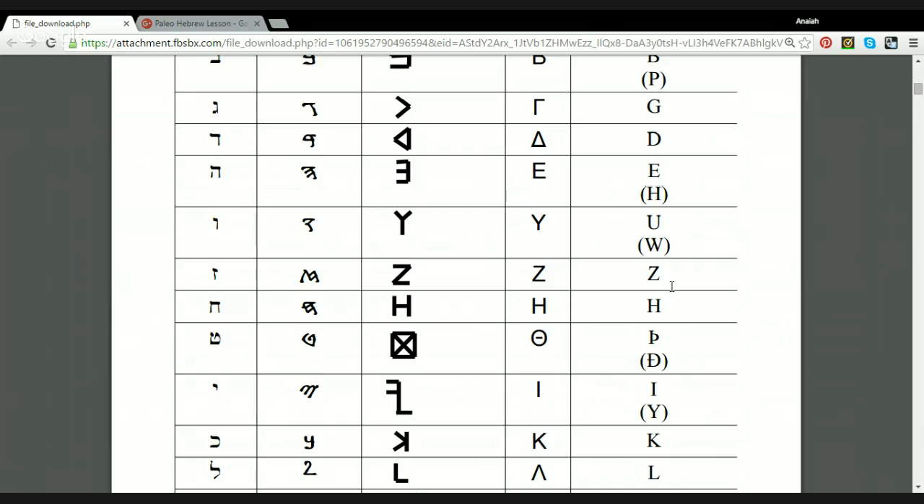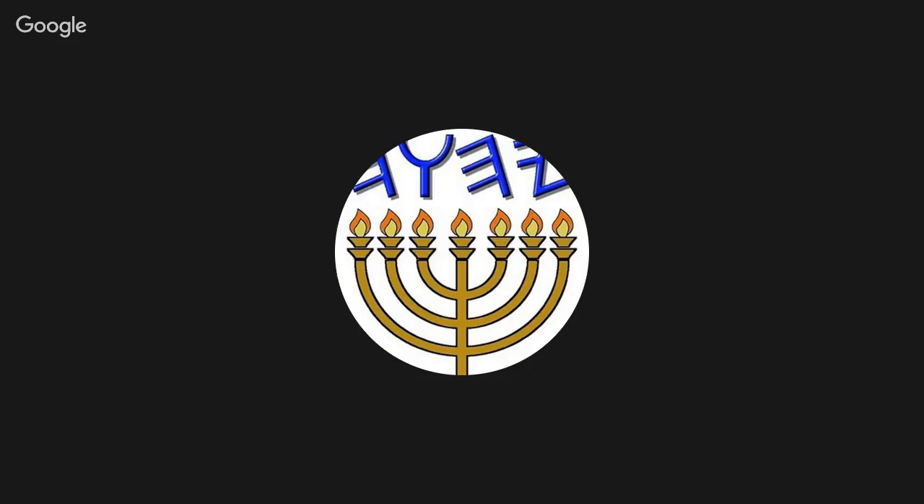Right. But I can see where the H came from. It's so clear to see that letter. It looks like an H, and it's probably where the letter H came from in our English alphabet.